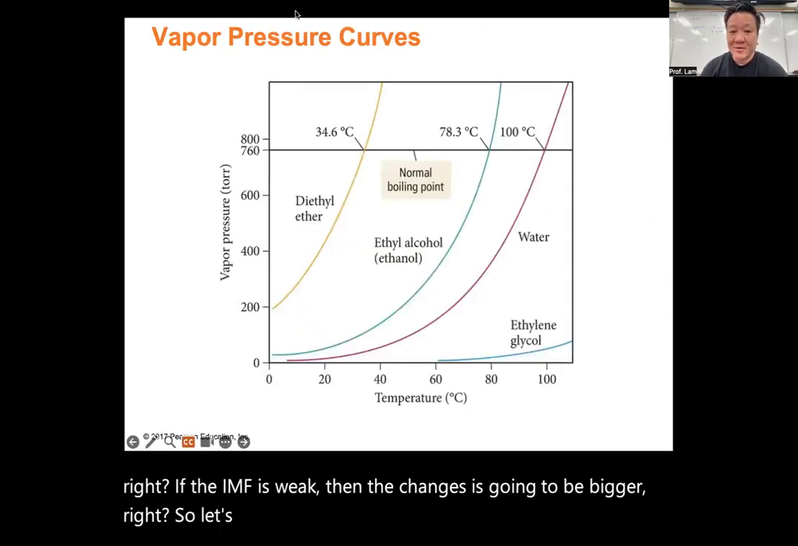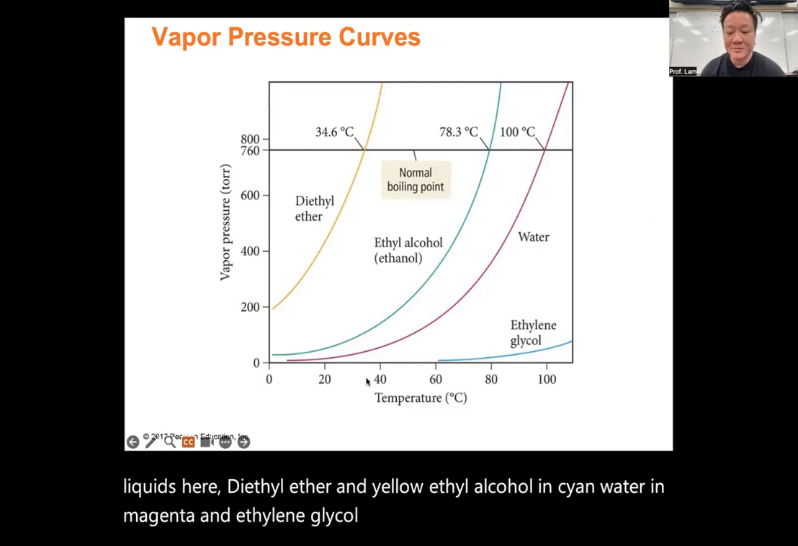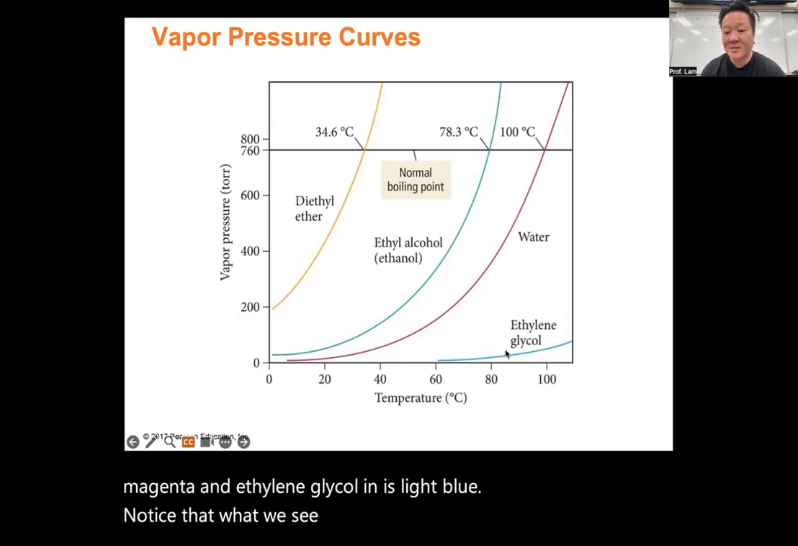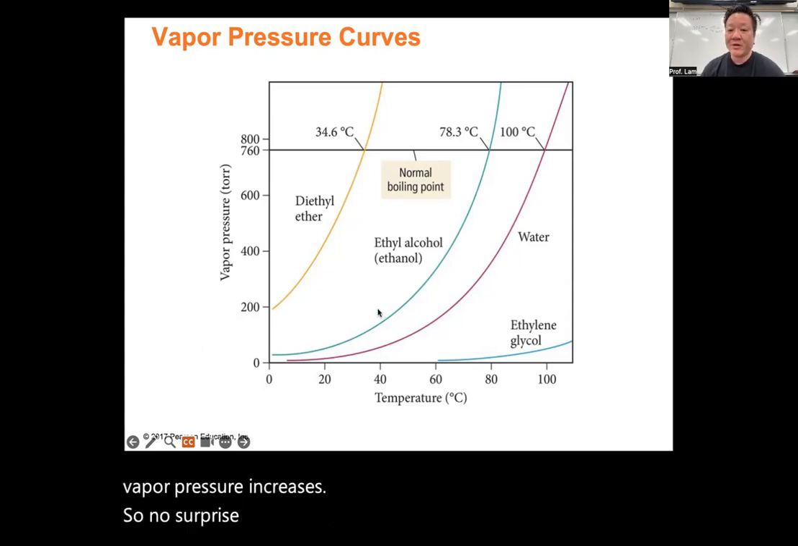So let's take a look at the graph that compares four different liquids here: diethyl ether in yellow, ethyl alcohol in cyan, water in magenta, and ethylene glycol in light blue. Notice that as we increase the temperature, the vapor pressure increases. No surprise there, right? We already know that. We can explain that.